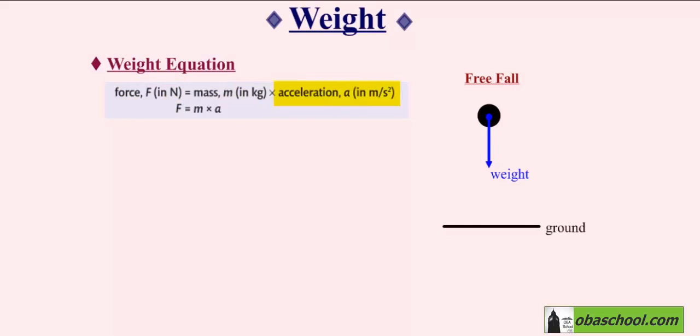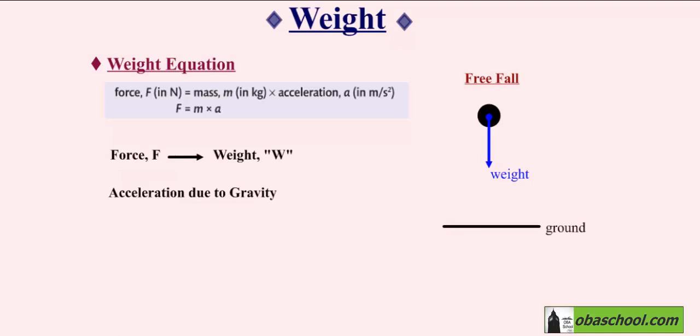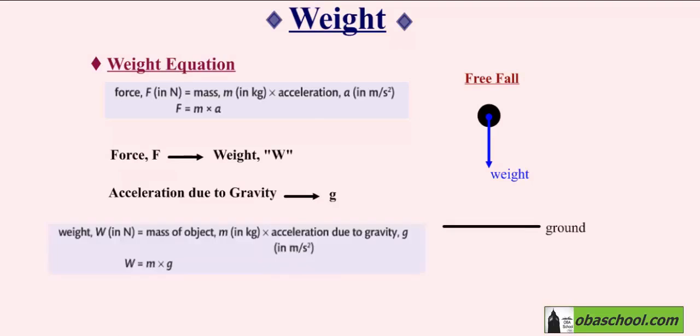Now, the weight equation. In the picture, we have a ball falling. Here, the only force acting on it is the weight. We call this a free fall. We know the force equation, F equals m times a. Here the force is the weight, and the acceleration due to gravity is g. So we can rearrange the equation to be as follows. The weight W in newtons equals the mass of object in kilograms times the acceleration due to gravity in meter per second square. W equals mg.